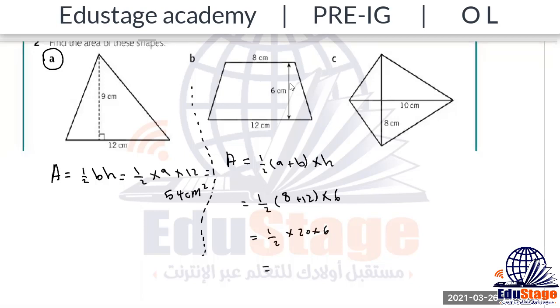Yes. The height is 6. Yes, the height is 6 here. Okay, yes. And this is B1, and this is B2, or A and B as you like. So the answer will be 60, yes. Yes, 60 square centimeter. Okay, thank you very much.